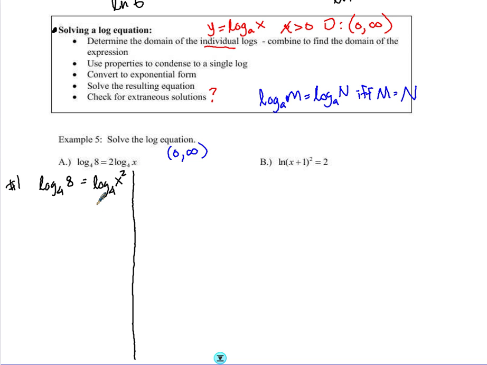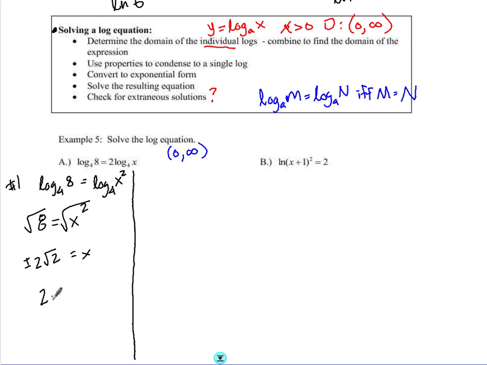So now that I have both sides the same, then I can say that 8 is really equal to x squared. And then, again, taking the square root of both sides, that gives me plus or minus the 2 root 2 on the left, and on the right I have x. Remembering, though, that I can't have a negative root 2 over 2 because that would not fit my domain. So my only solution would be 2 root 2. Now that's the way that I would go about it.